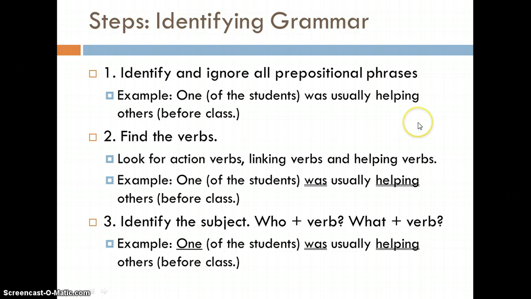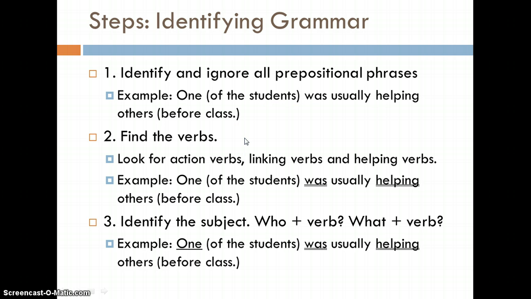So here's an example. One of the students was usually helping others before class. We have two prepositional phrases, of the students and before class. So we need to be really familiar with our list of prepositions and know all of the prepositions so that we can recognize them quickly. Of is a very common one. We can find the end of that prepositional phrase by asking of what or of whom. And the answer is the students. So that tells us how to mark the prepositional phrase. It begins with a preposition and ends with a noun or pronoun.